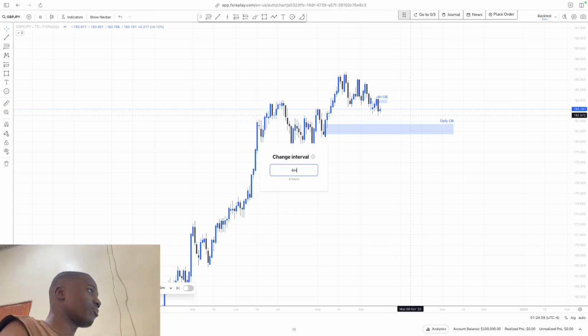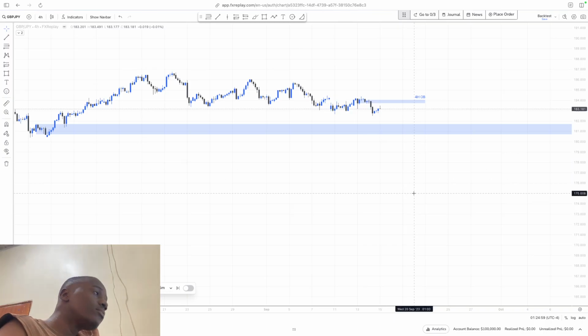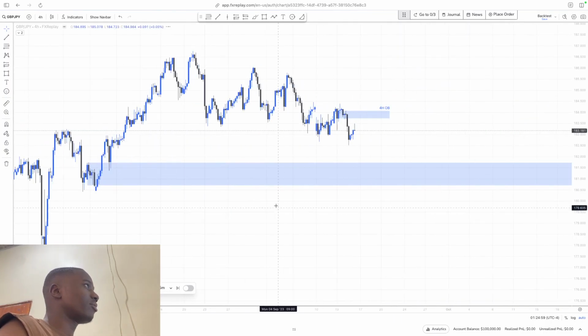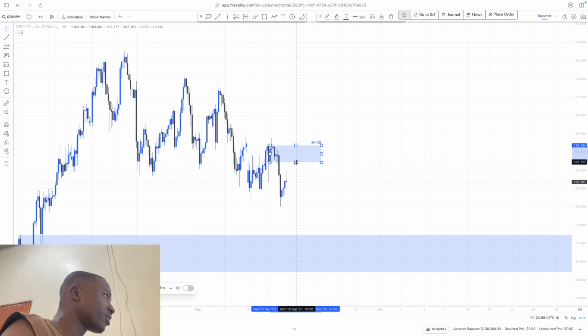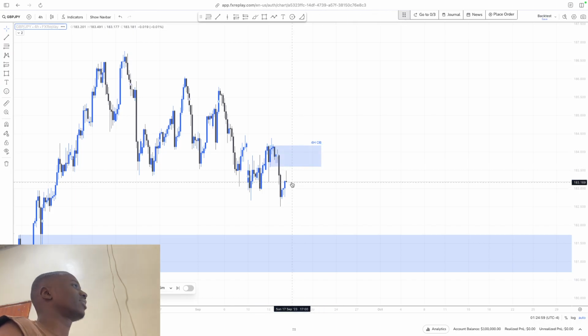So I am on the 4-hour time frame. Since this was a short-term downtrend, I can see another small order block of this up close candle here. You can enlarge it to be something like this one here. So we're targeting the market to touch here, then go lower.